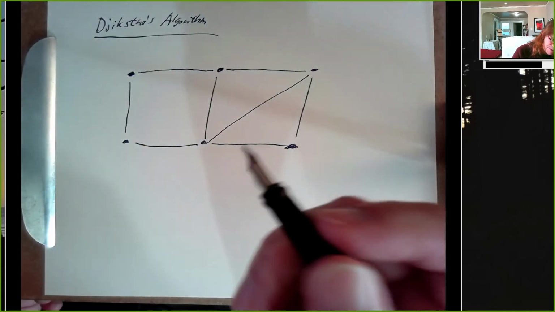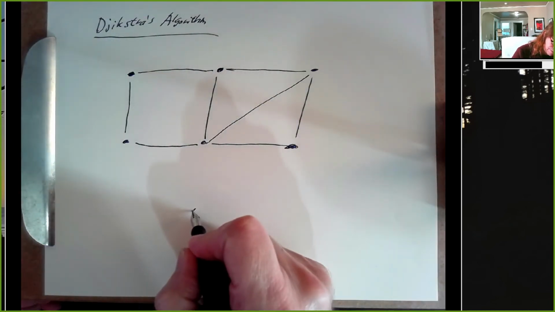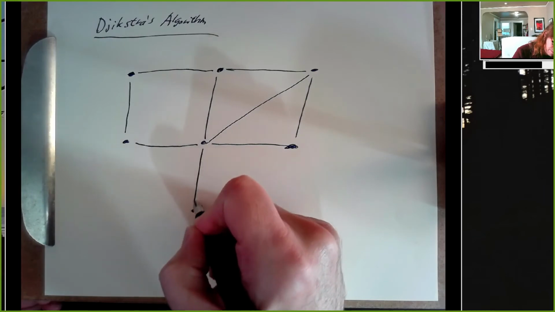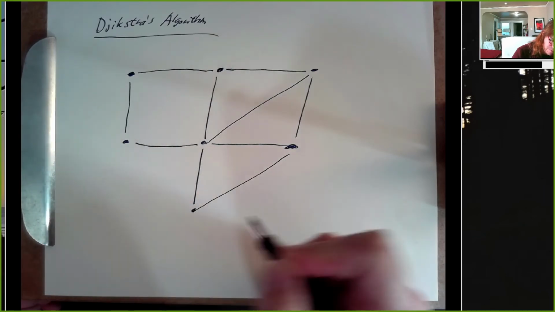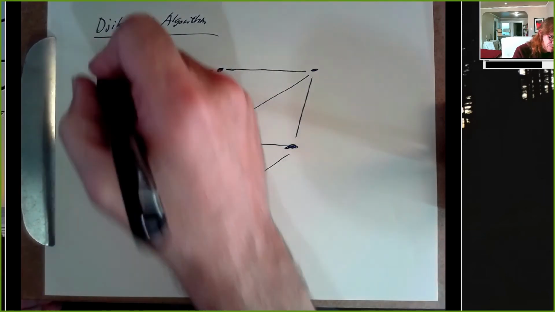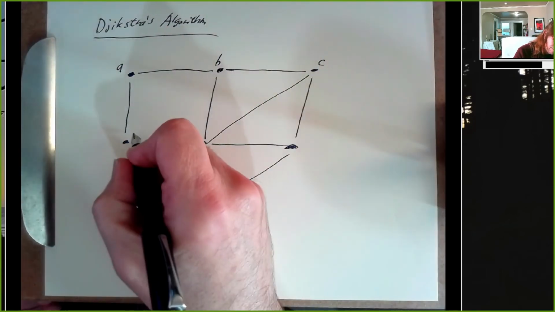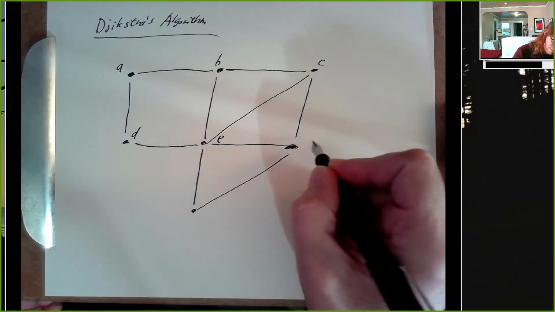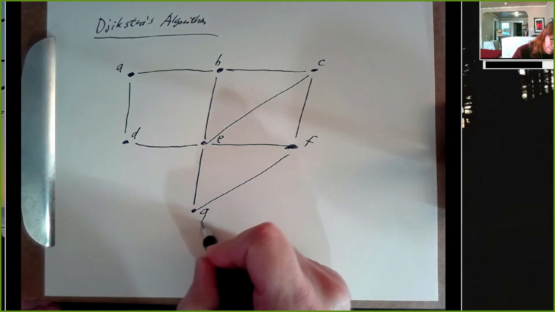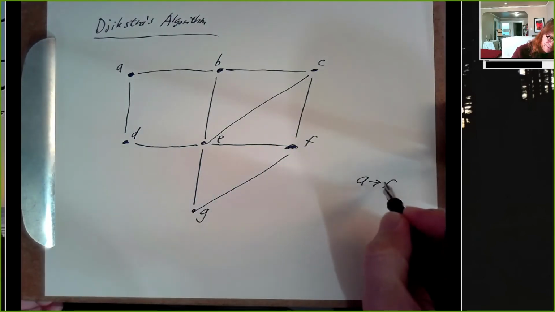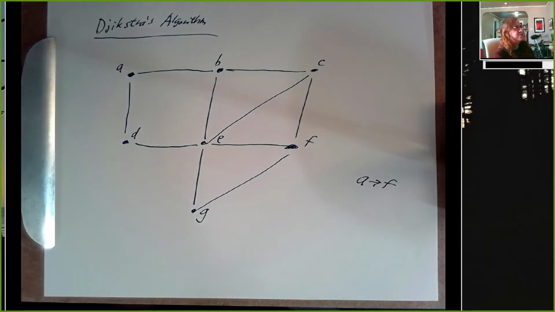So let's put some weights in here. And let's suppose we're trying to go from vertex A to vertex F. Yeah, it's due Wednesday. Good. Okay, I take it back then. I might grade the Dijkstra's problem. So let me put some weights on here.